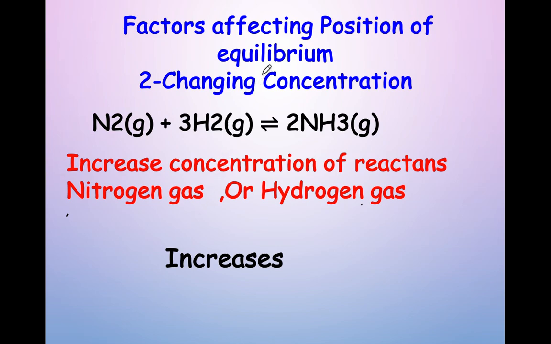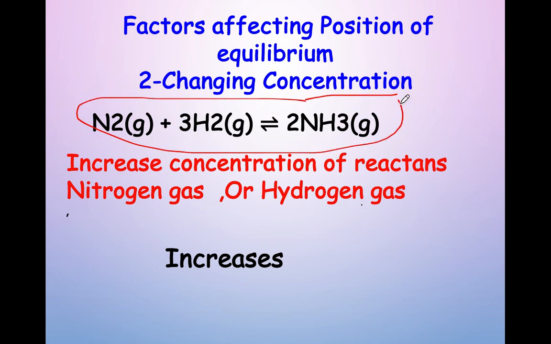Another factor affecting the position is concentration. So here we have a closed vessel. As I told you, it's a vessel containing nitrogen, hydrogen and ammonia in a closed system. If I add nitrogen, I'm going to increase the concentration of nitrogen gas, or I may increase the concentration of hydrogen gas, or I may increase the concentration of ammonia.